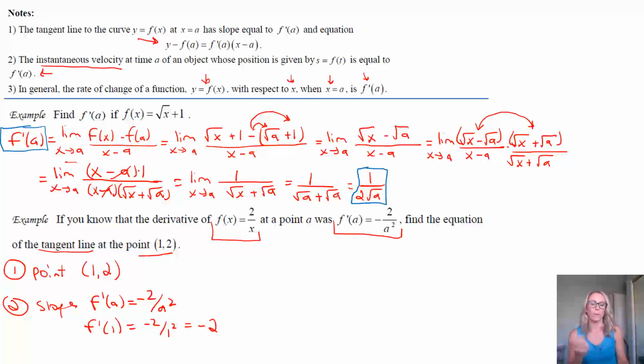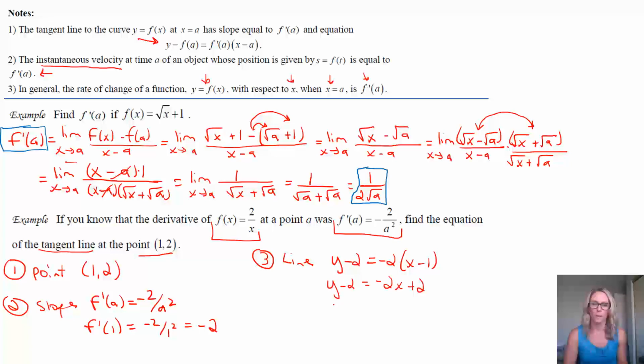Now we have everything we need to find the equation of the line. Point slope form is the way I always go. Some students do y equals mx plus b and like finding b. That's fine too. So I'm going to do y minus 2 equals negative 2 times x minus 1. That gives me y minus 2 equals negative 2x plus 2. And then by adding 2, I get negative 2x plus 4.